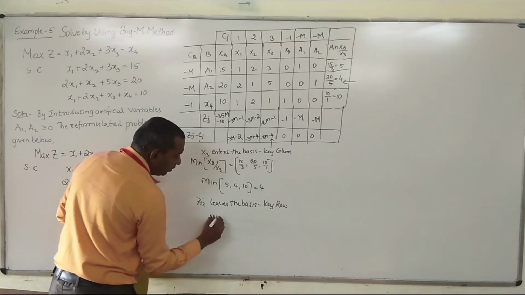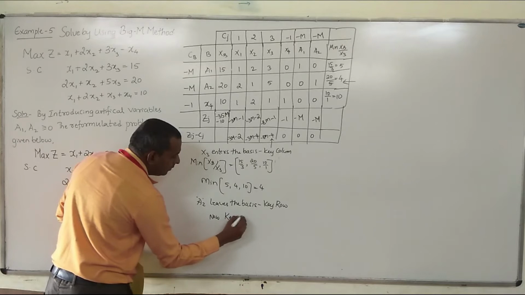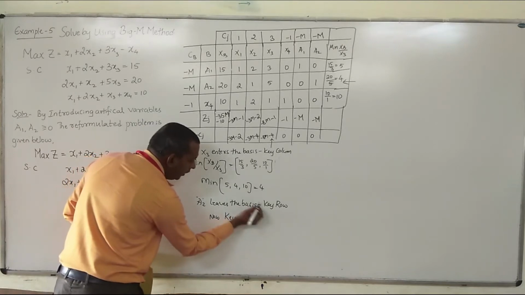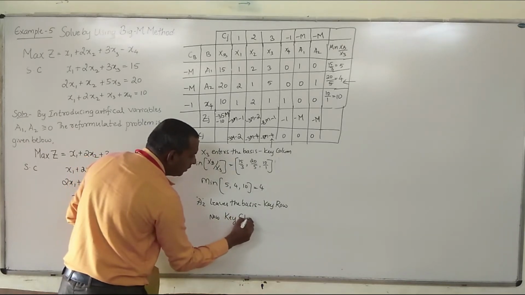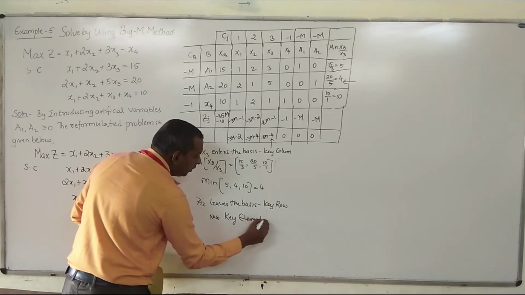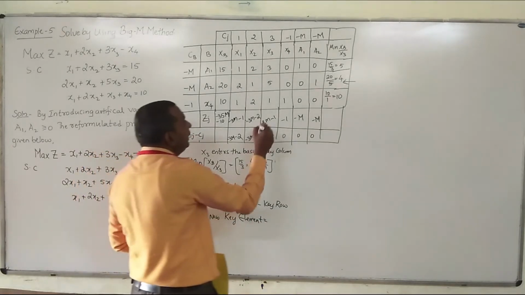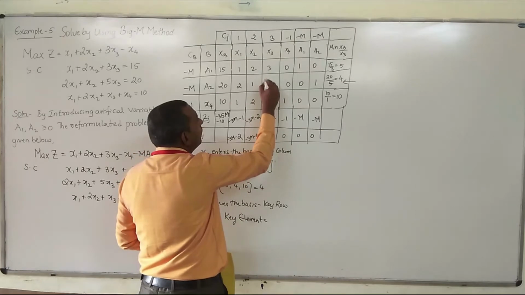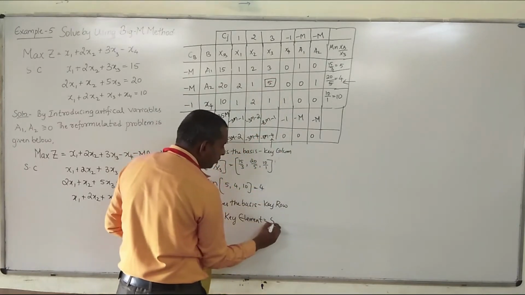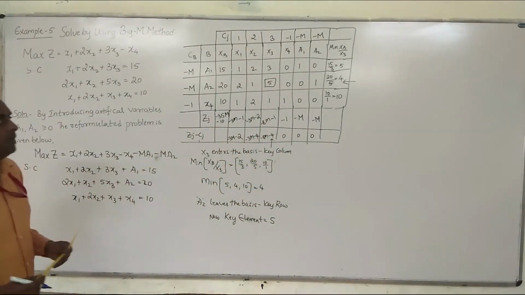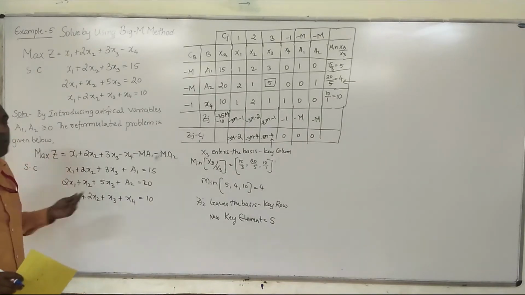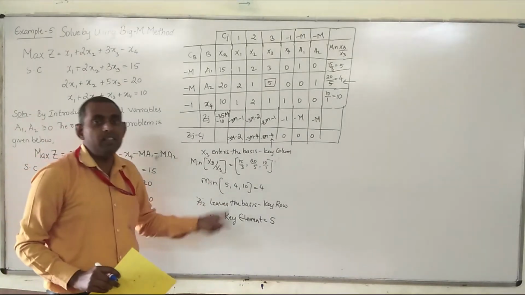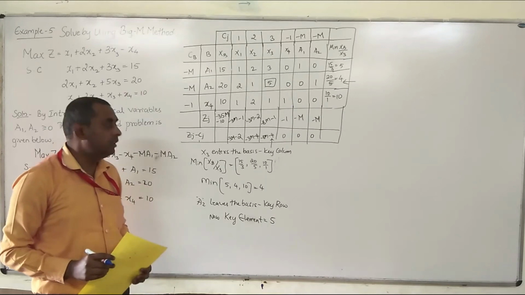Now the key element is equal to how much? The intersection of these two is 5. So the key element is 5. Fine. Now we are supposed to go for the next simplex table.